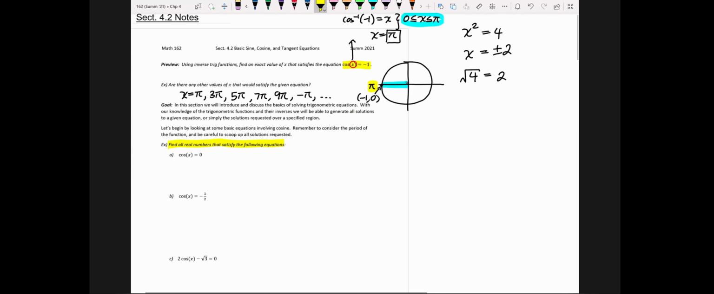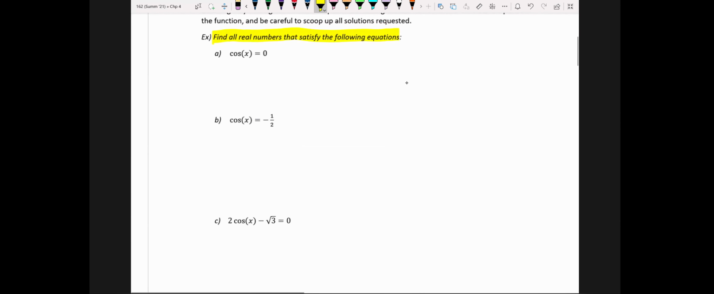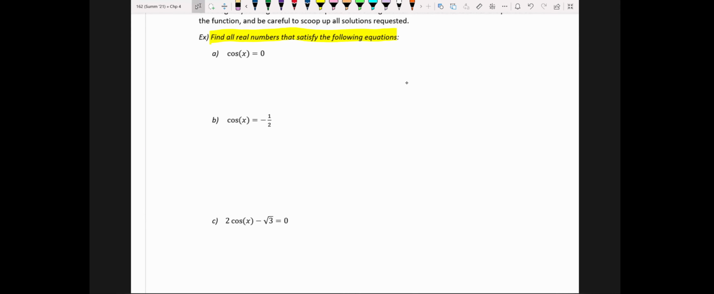Okay, so let's move to example 1. There are 2 pre-steps before you start these problems. The pre-steps are, we need to determine, are they asking for specified solutions or all solutions? So circle, they want all solutions. And then from there, specify whether they want radians or degrees. All real numbers means we want radians.